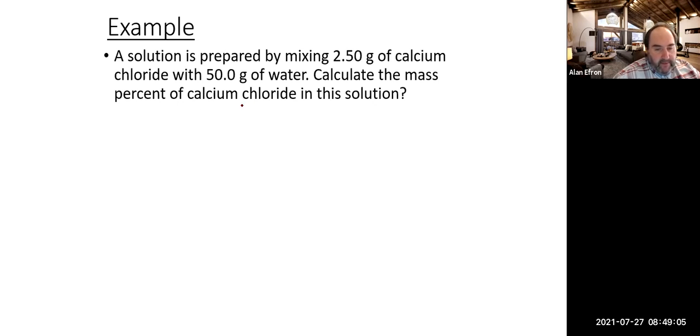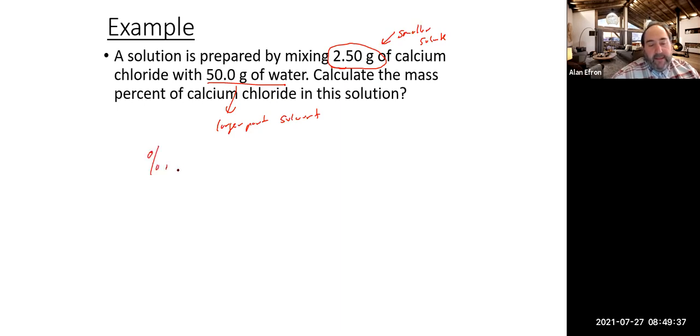So when we do a process like this, a reminder that when we read a problem, we have the 2.5 grams of calcium chloride dissolved in basically 50 grams of water. This right here is our smaller part, which is our solute. This obviously is our larger part, which is our solvent. And when we're calculating the percent mass to mass, we want to make sure that we get both of those together.